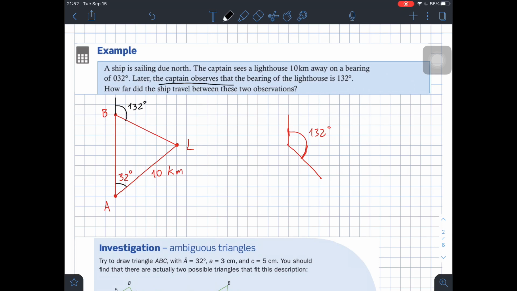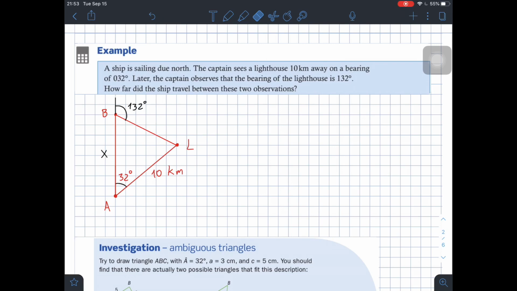It says, later the captain observed that the bearing of the lighthouse is 132 degrees. How far did the ship travel between these two observations? So what are we looking for? We're looking for this distance over here, how far the ship traveled between the two observations. So I'm going to call this x. This is what I am looking for. Now that we have done the sketch, we already know what to do.